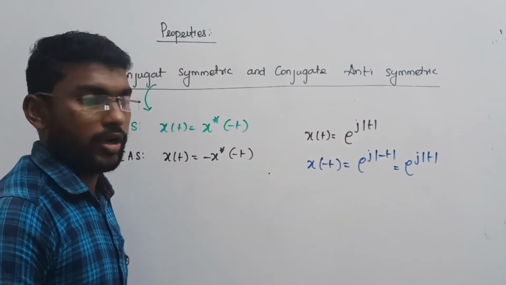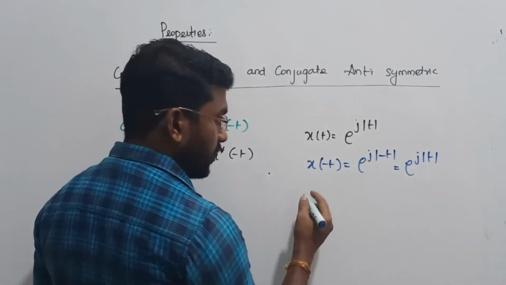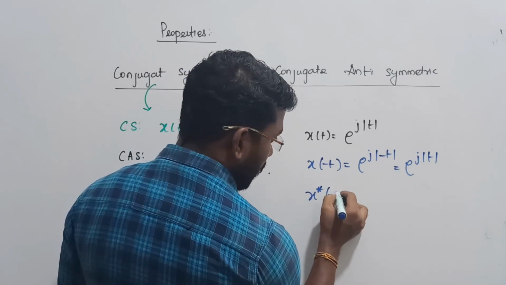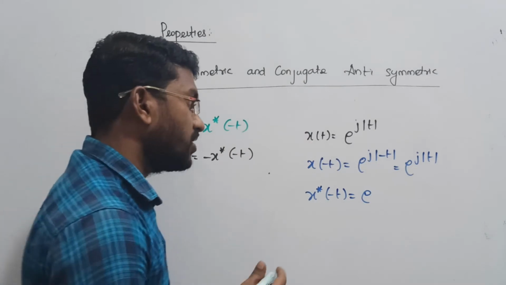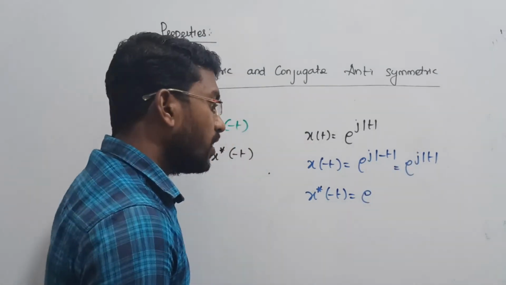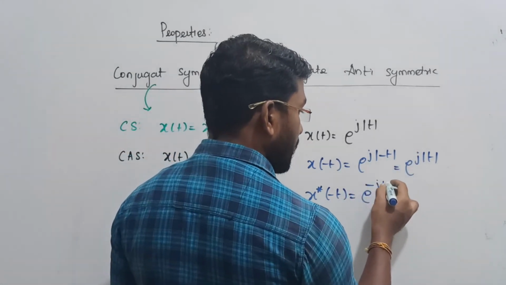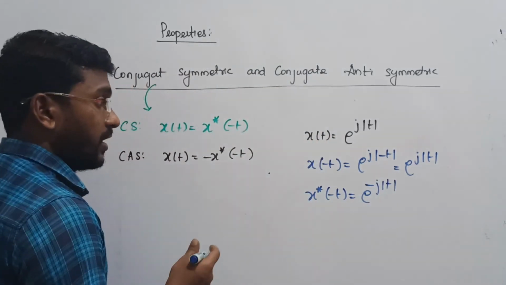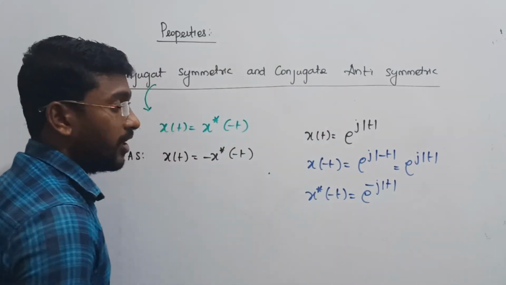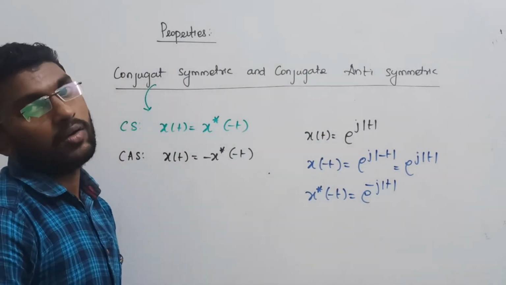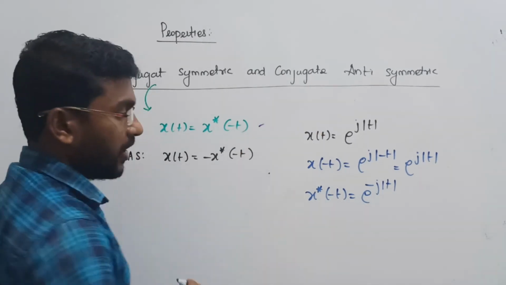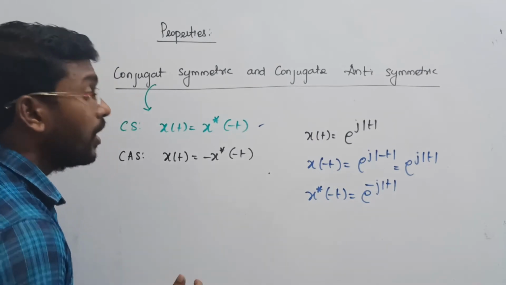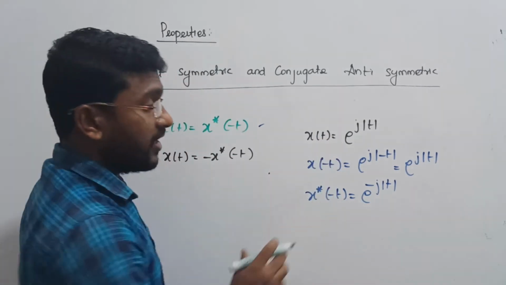We know the property of mod t now. So in the next step, just to take the conjugate, x conjugate of minus t should be equal to e power conjugate. While taking the conjugate, the sign of j will change, right? So it will become minus j times mod t. Now see there, x of t and x conjugate of minus t are not going to be equal to each other. So the conclusion is that the given function is not conjugate symmetric, because x of t and x conjugate of minus t are not equal.